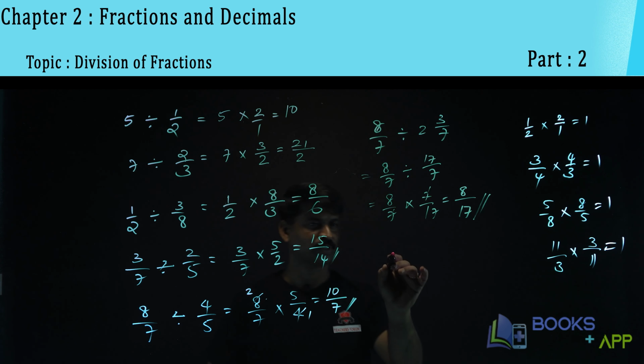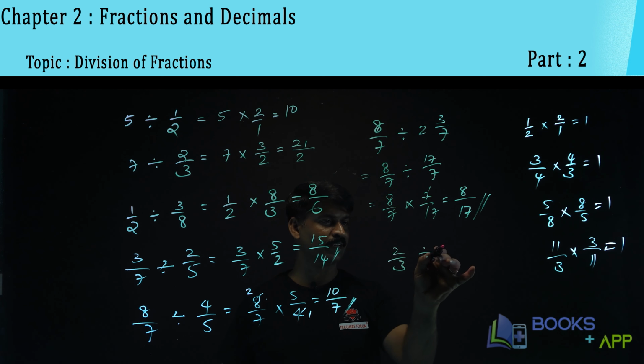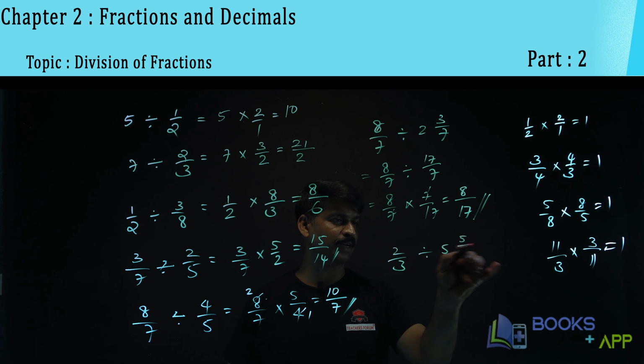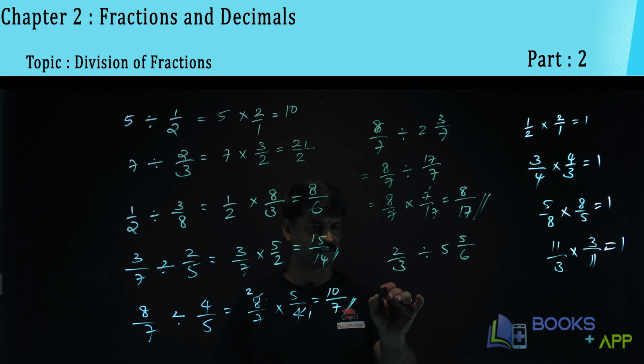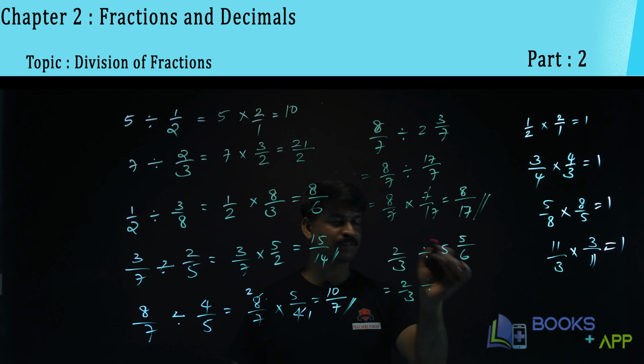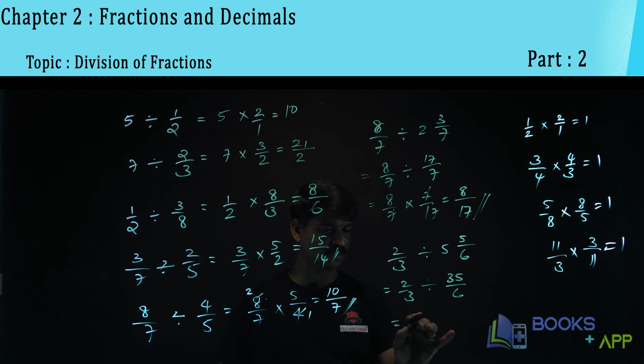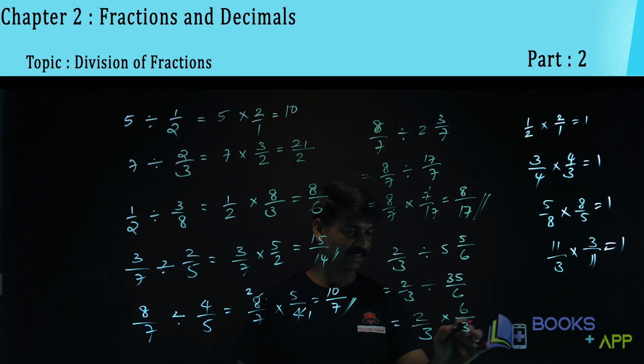Let us solve one more. 2 by 3 divided by 5 and 5 by 6. What is the answer? 2 by 3 divided by, yes, 6 5s are 30, 30 plus 5, 35 by 6. That is equal to 2 by 3. Take the reciprocal and multiply. So it becomes 6 by 35. So what is the answer? Can you divide any numbers?